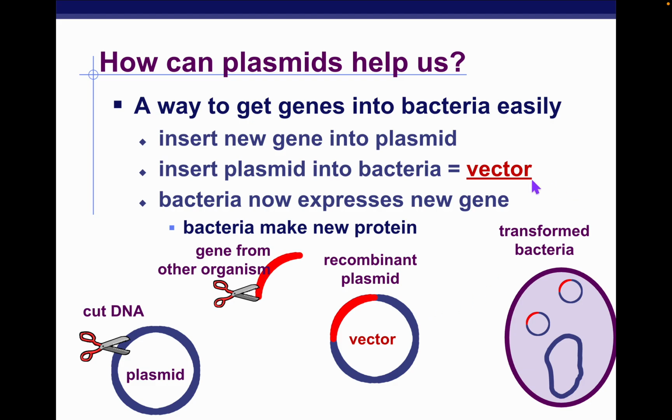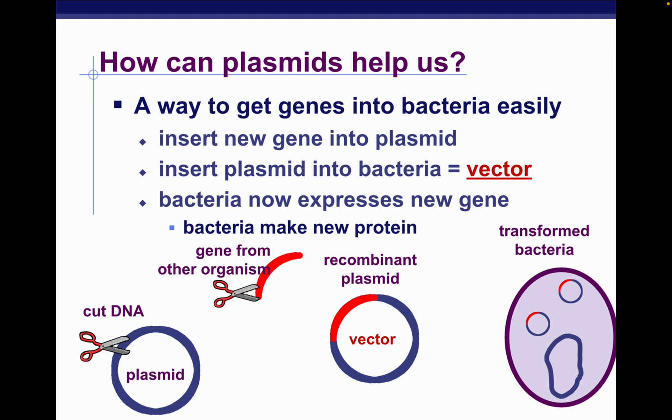So I do want to just point out that there are a lot of vectors. Plasmids are an older vector. We now can manipulate viruses to be vectors. One of the most popular viruses that we use is called the adeno-associated virus. That is a great vector. We're using retroviruses. We're using the herpes virus. We're using the adenovirus, which is a cold.